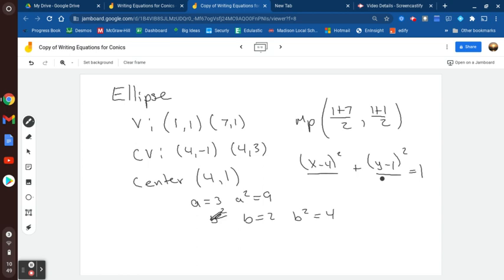I just have to decide which comes first, A or B. So I look at my vertices. Which change, the X or the Y? The X, that means the A goes underneath X. Oh, it's a co-vertex.